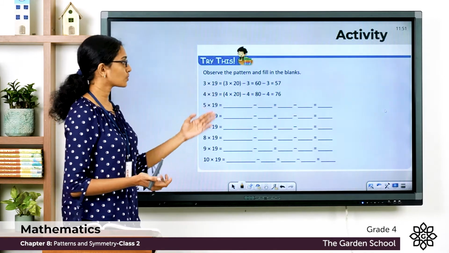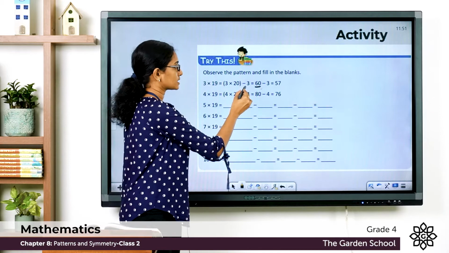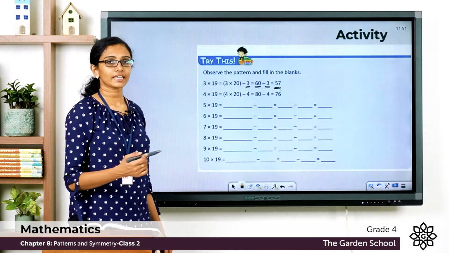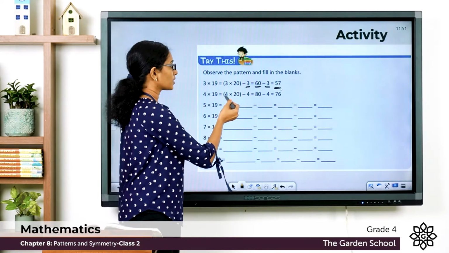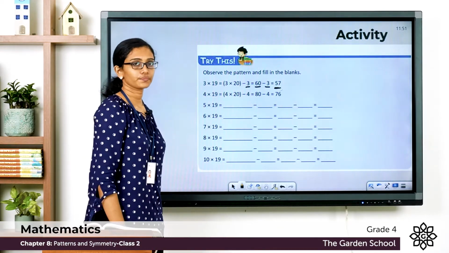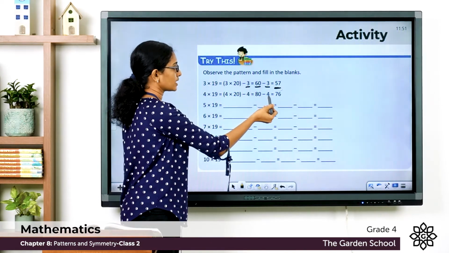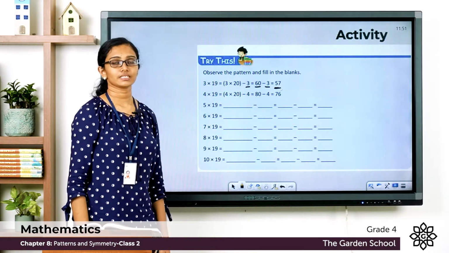And what is 3 into 20? 3 into 20 is equal to 60. And 60 minus 3 is equal to 57. In the second line, it is written 4 into 19, which can be written as 4 into 20 minus 4. Now, 4 into 20 equals 80, and that minus this 4, that is equal to 76.